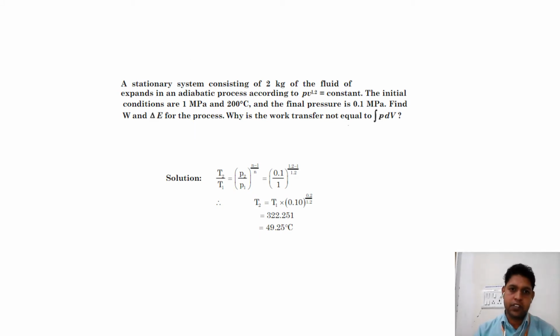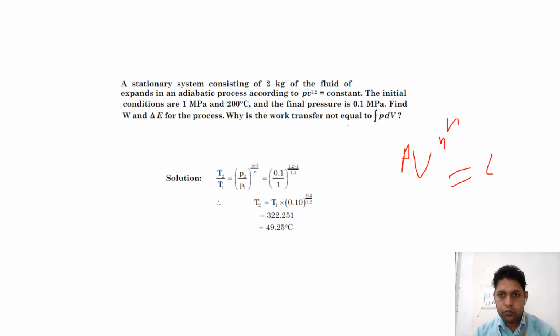Our first problem is: a stationary system consisting of 2 kg of fluid is expanded in an adiabatic process according to PV^1.2 equal to constant. Okay, there is PV^n equal to constant, that means n is equal to 1.2.